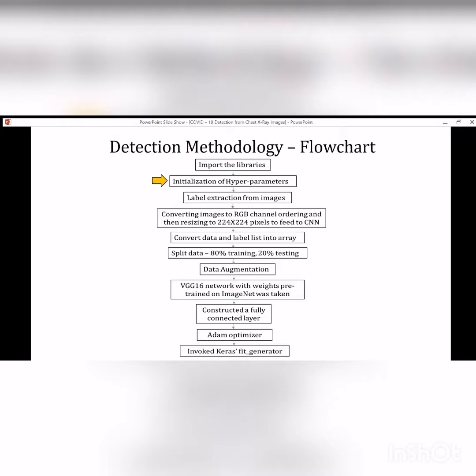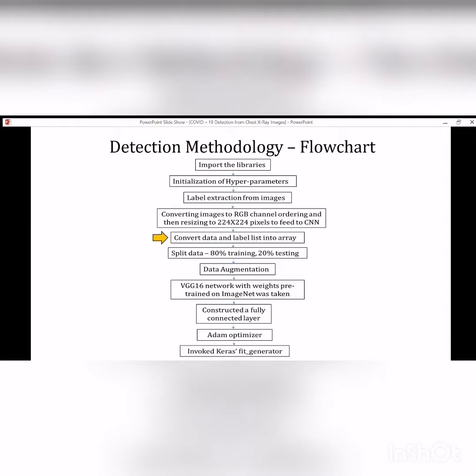Then we loaded the images and the preprocessing began. For each image path, we extracted the labels, that is, whether the concerned image was that of a COVID-19 positive or of a healthy individual. The preprocessing of the data involved converting the images to RGB channel ordering, followed by resizing of the images so that they could be converted to 224 by 224 pixels and prepared to be fed into the convolutional neural network.